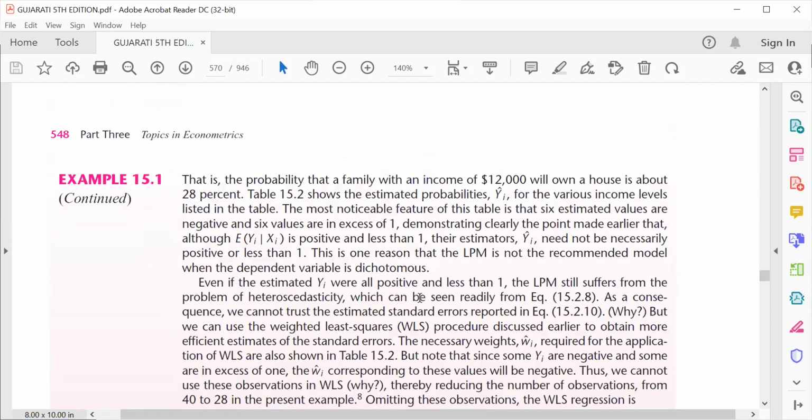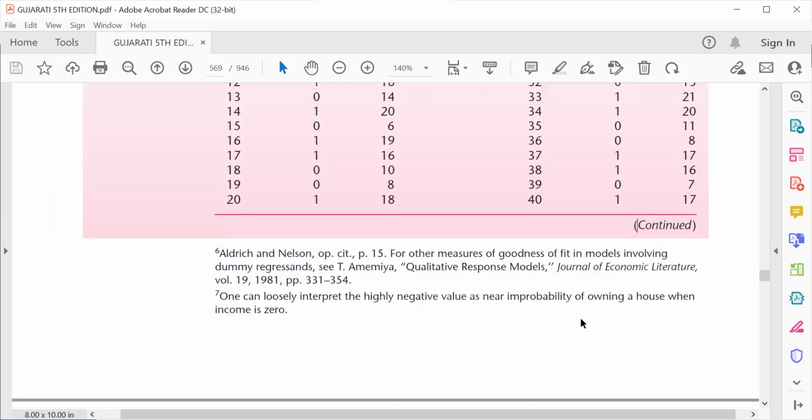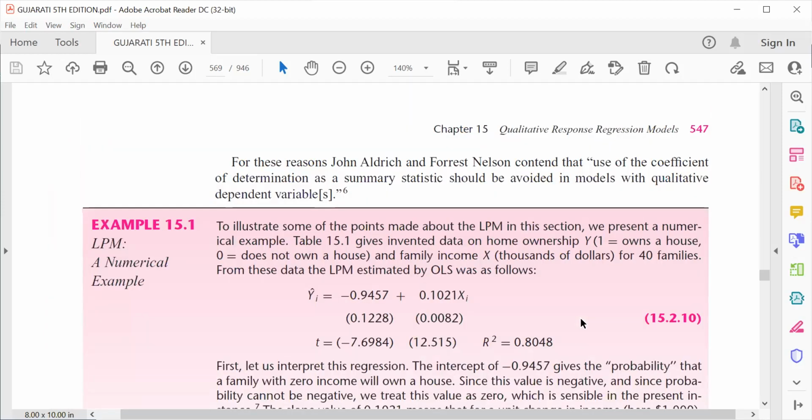Even if the estimated Y values were all positive and less than 1, the LPM would still suffer from the problem of heteroscedasticity, as we can see from equation 15.2.6. As a consequence, we cannot trust the estimated standard errors in equation 15.2.10. Yet this R square actually is very good, about 0.8.